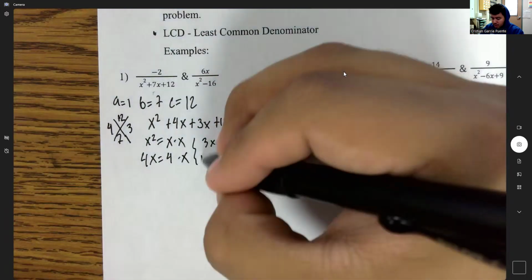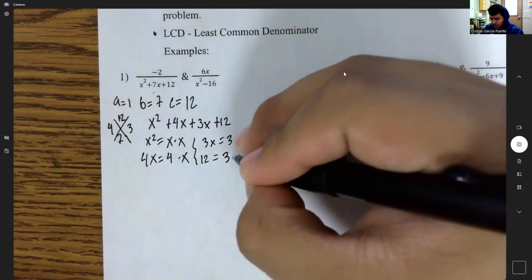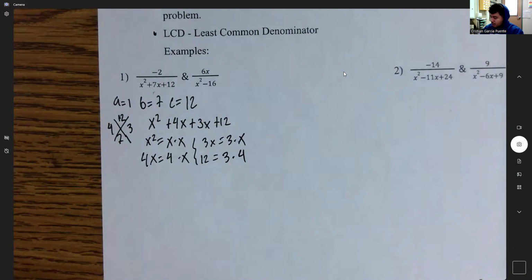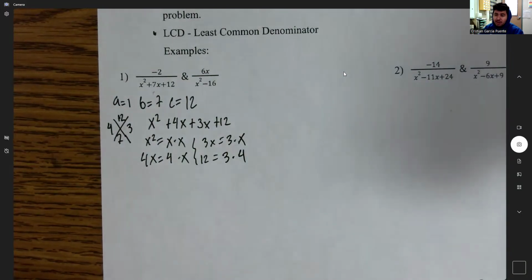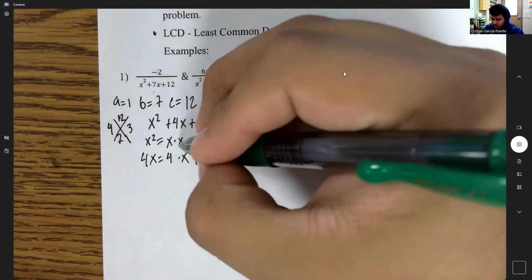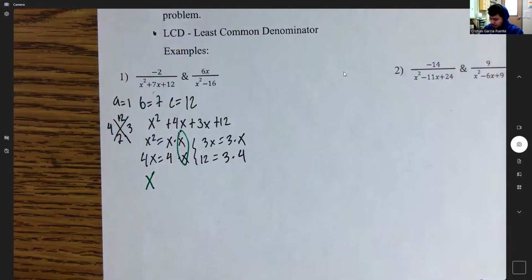Now for 12, can you rewrite it as 3 times something? The answer to that question is yes, which is just 3 times 4. So you're just going to rewrite 12 as 3 times 4. And now we're just going to look at what the first two have in common. So here are the first two. What do the first two have in common? They have an x in common. So you circle them and you write x.